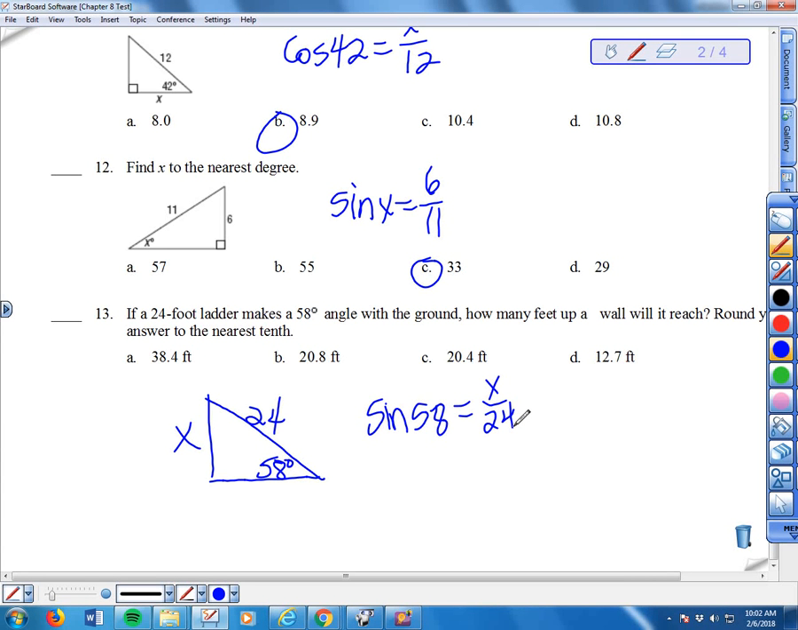21.2. Okay, I did something wrong. (24) right, sine 58. 20.4. There we go.